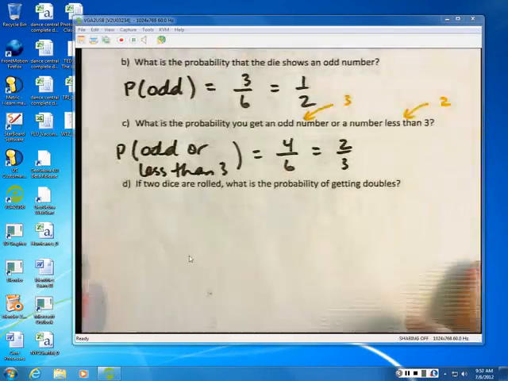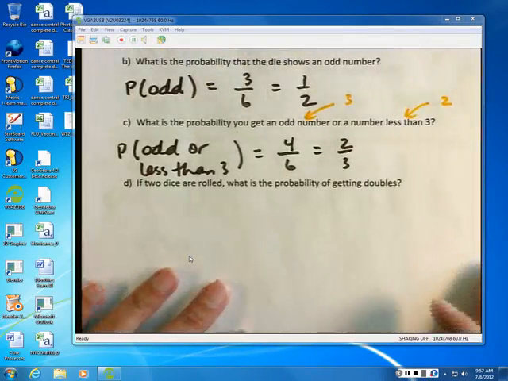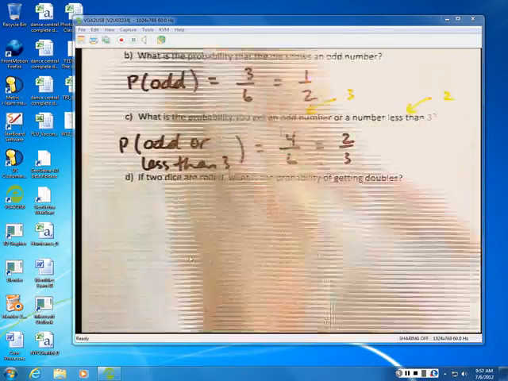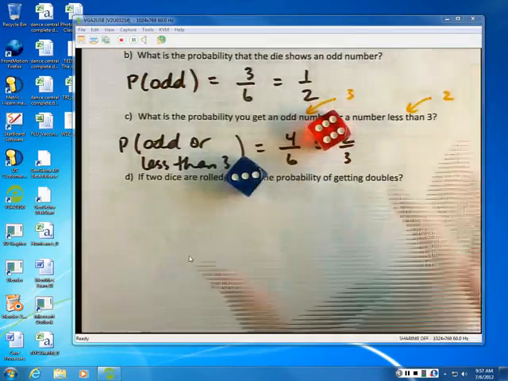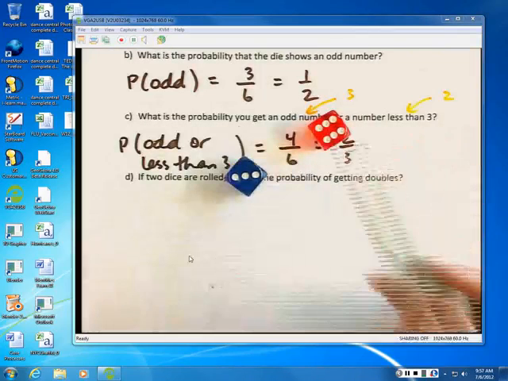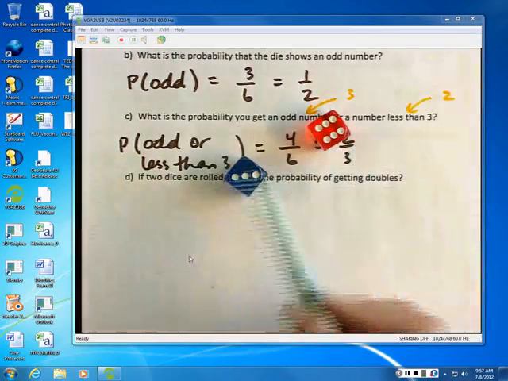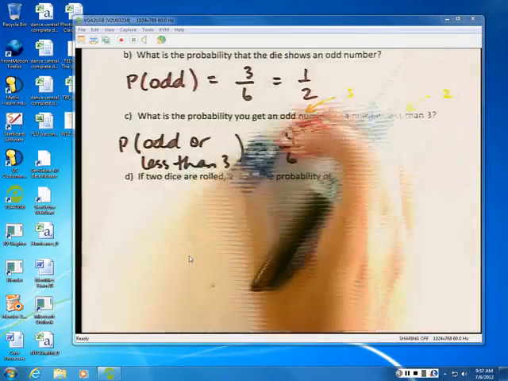Okay, D. Now 2 dice are rolled. What's the probability of getting doubles? This is a much different problem than A through C. So I want you to kind of think this through. If I rolled 2 dice, I didn't get doubles here, I got a 3 and a 6. So as I do 2 dice, I need to incorporate that I've got 6 possibilities here and 6 possibilities here. But we don't turn out to add them. We end up multiplying, and here's why.